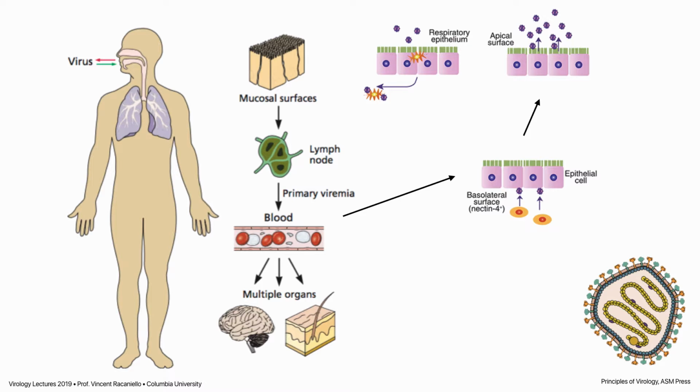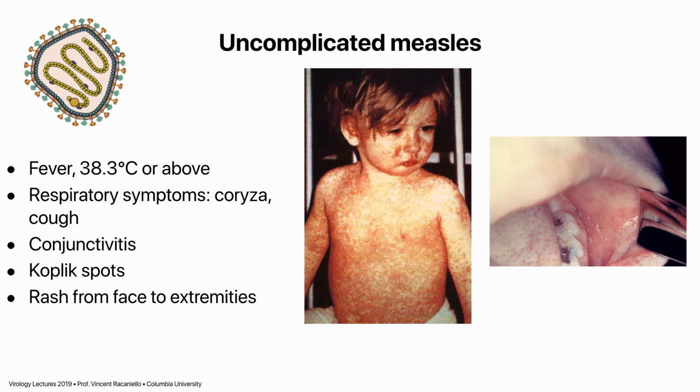It's a brilliant strategy for spreading, right? Because without that receptor on the basolateral surface, it wouldn't be able to get out and spread to another person. Again, no receptors on the apical surface. The virus gets in via mobile immune cells. And of course, the respiratory aerosol then transmits it to other people.